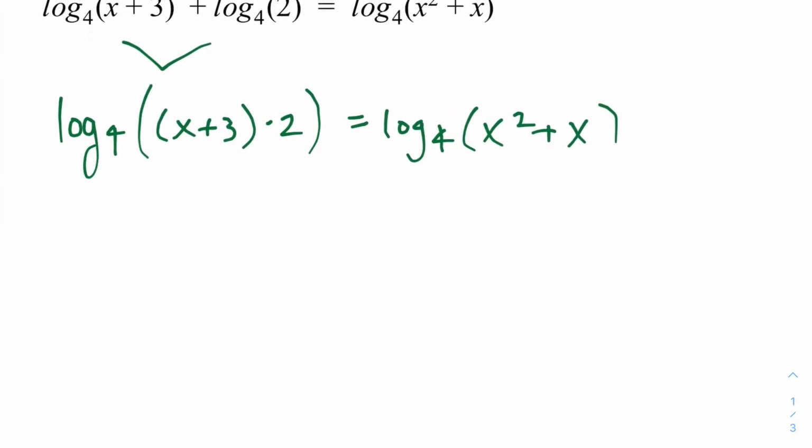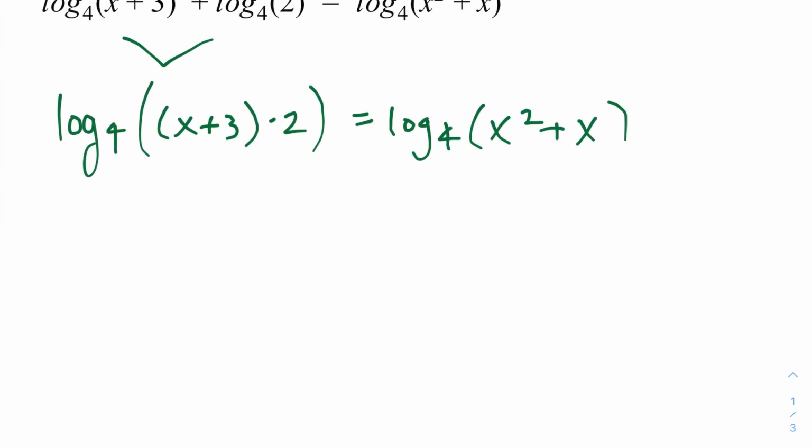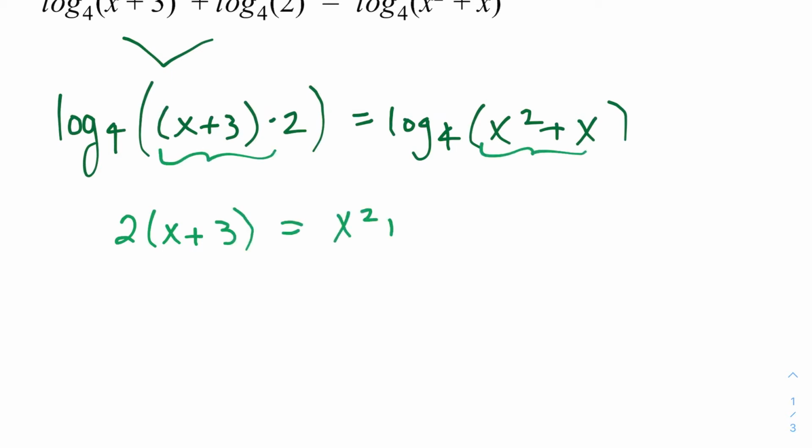Okay, now that I have a single log on both sides of the equation, I can set what's inside the logs equal. So I'm going to just rewrite it like this for ease, but we can take x plus 3 times 2 and set it equal to x squared plus x. Okay, this is very clearly a quadratic, so first thing I'll do is distribute that 2 to get 2x plus 6.